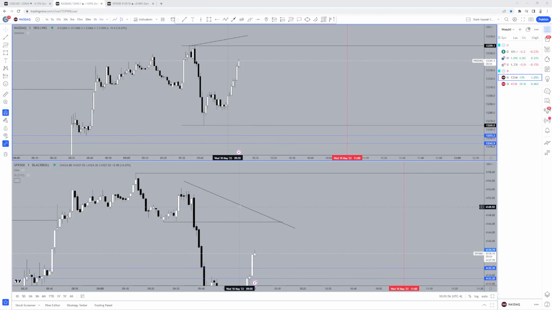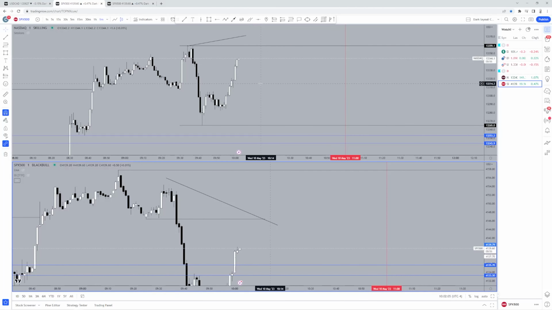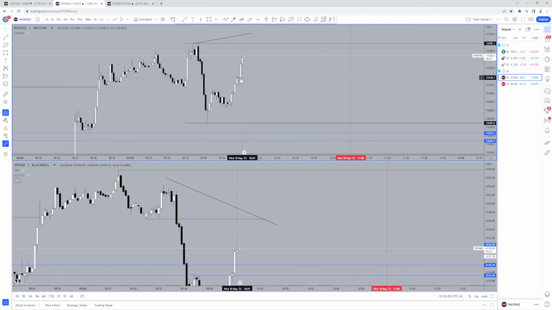Let's see. We got nothing to lose, but wait. We can certainly wait for this scenario to play out. I don't have any other scenarios in my mind, so if this doesn't play out, then I will see you in the afternoon session.